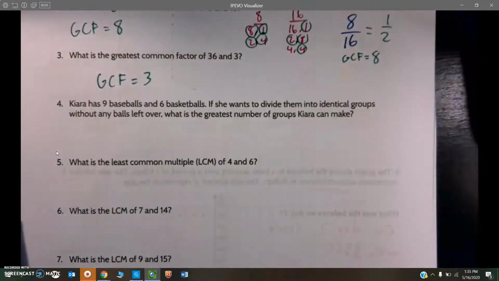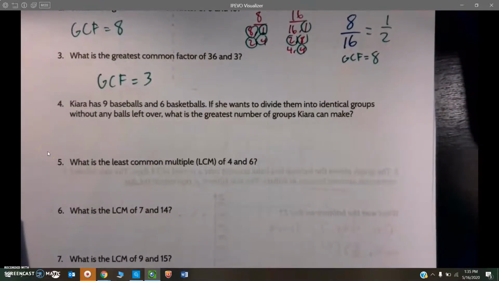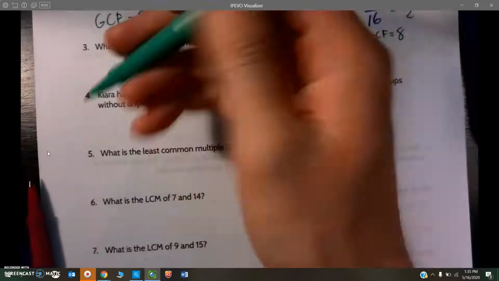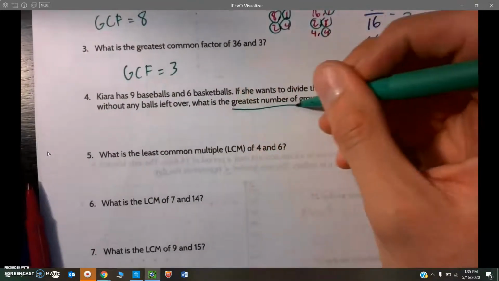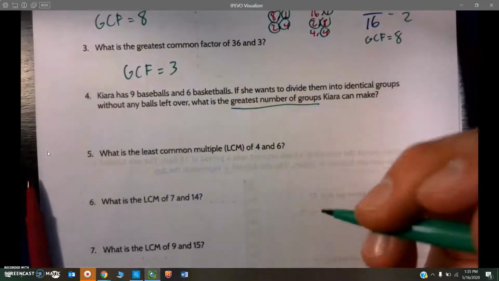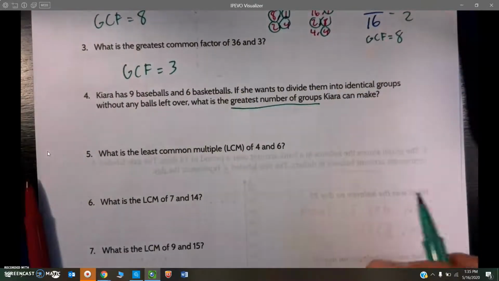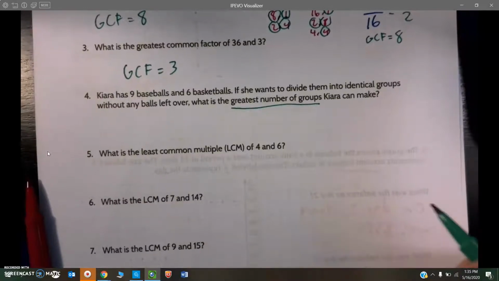All right, so now Kiera has 9 baseballs and 6 basketballs. If she wants to divide them into identical groups without any balls left over, what is the greatest number of groups Kiera can make? So this is a GCF problem because we want to split them up into the greatest number of groups. When we work with the GCF, we are looking for numbers that something can be divided by.